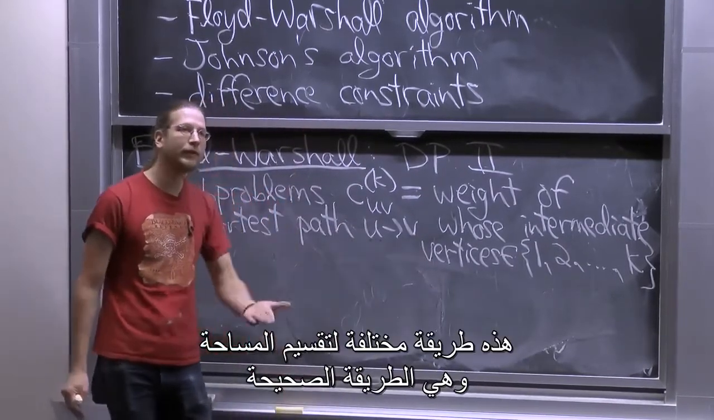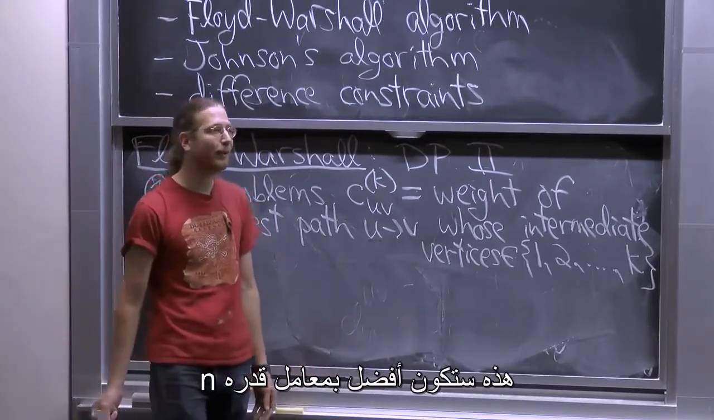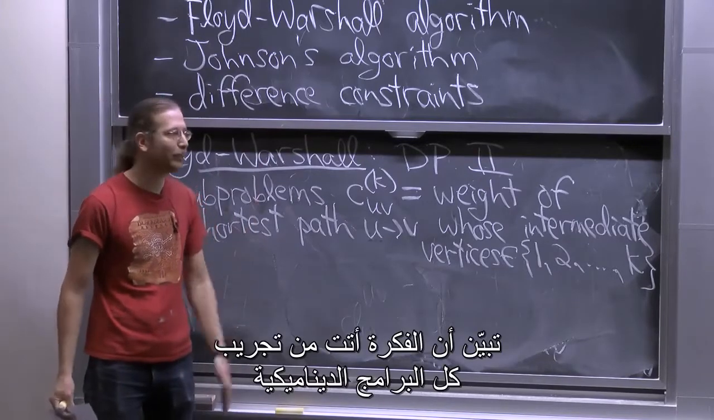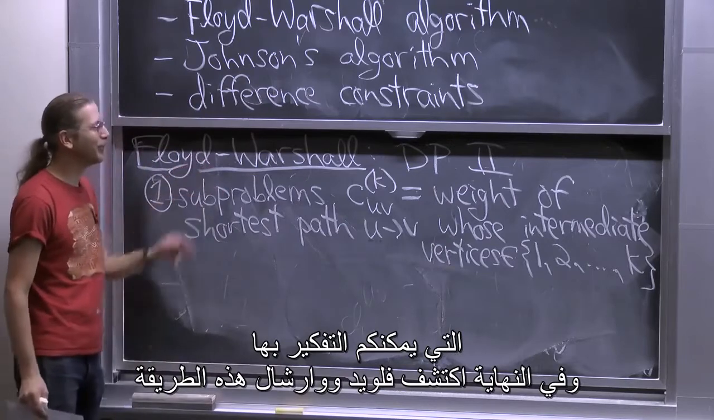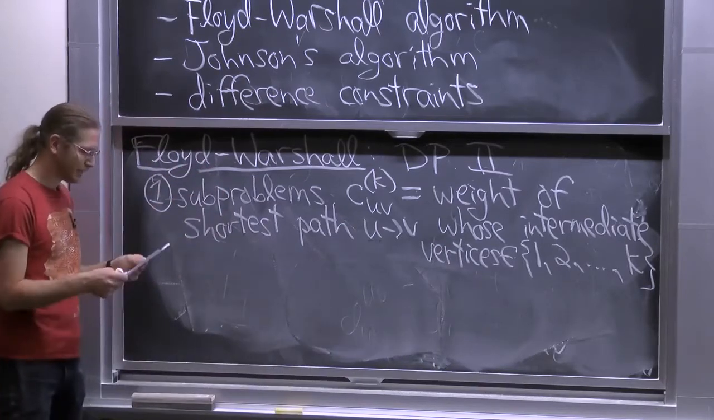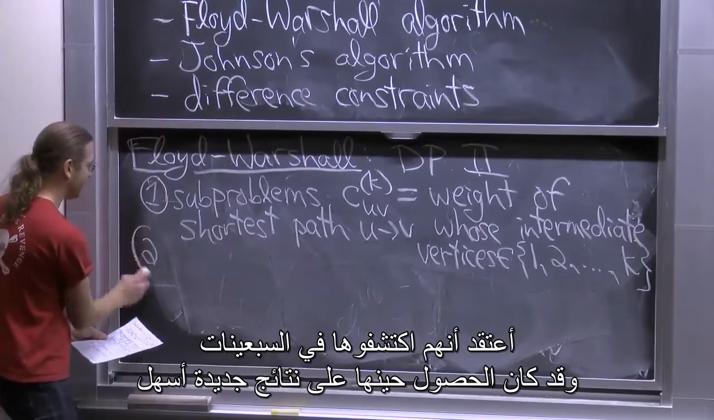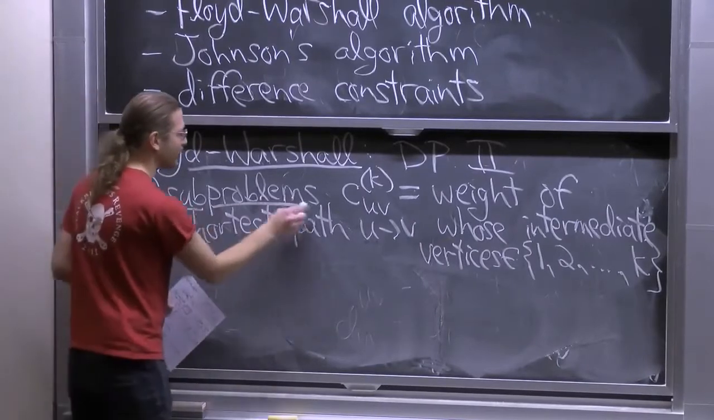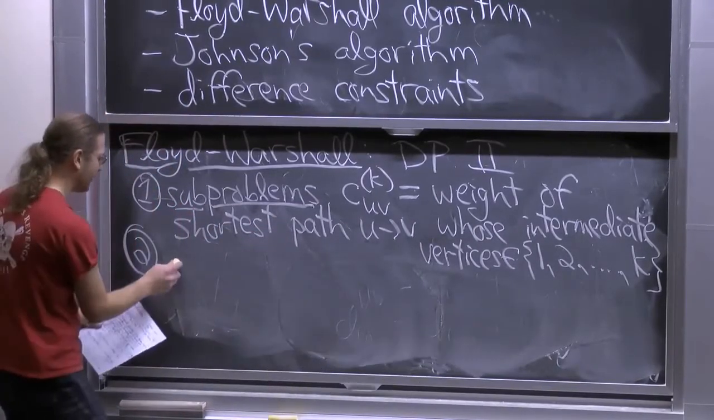This is a different way to slice up my space, and it's the right way. This is going to do a factor of n better, it turns out. And that's just an insight you get from trying all the DPs you could think of. And eventually, Floyd and Warshall found this one, I think in the 70s. So it was easier back then to get a new result. But this is very clever. So very cool idea.